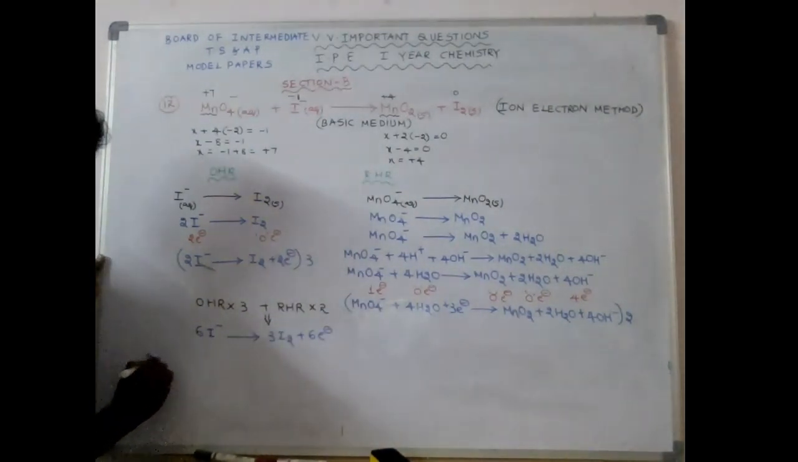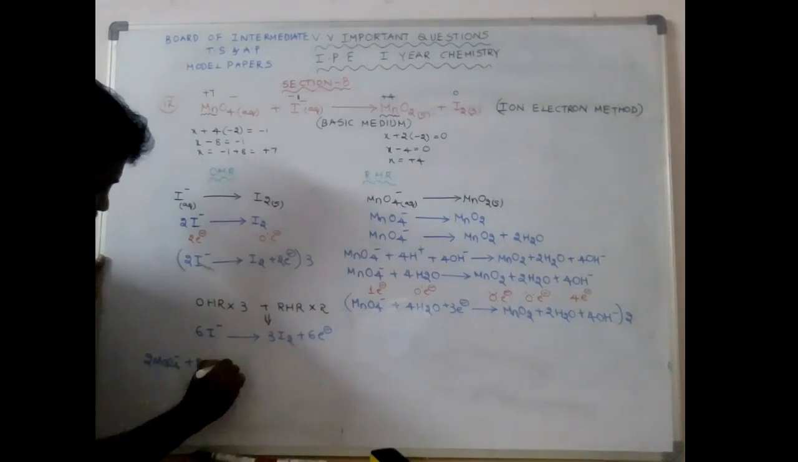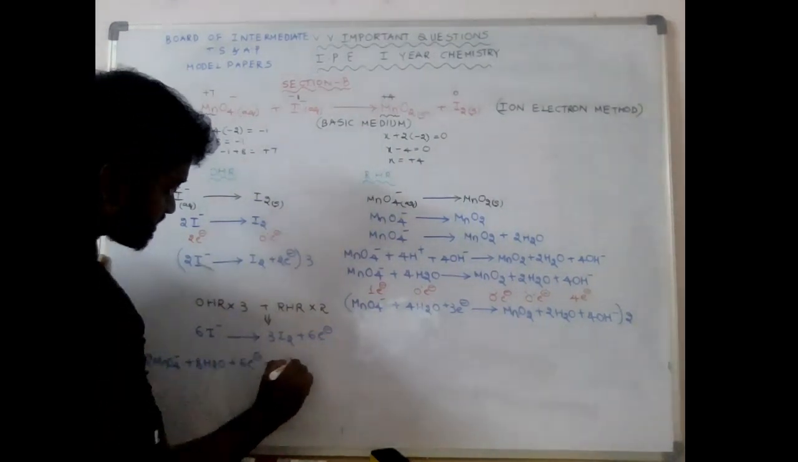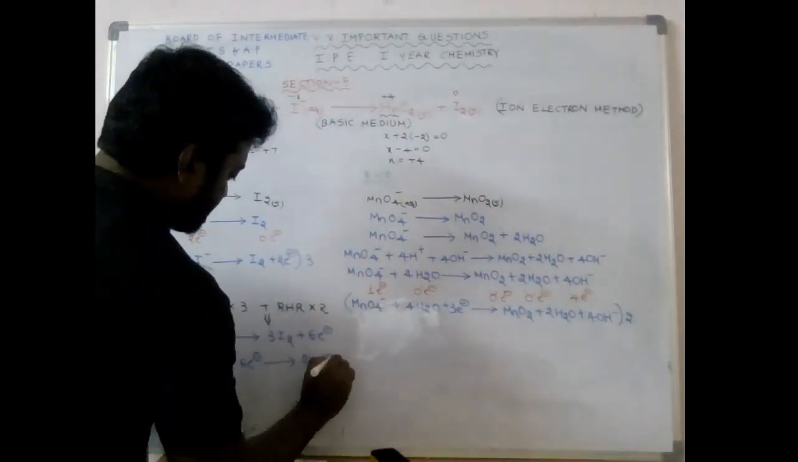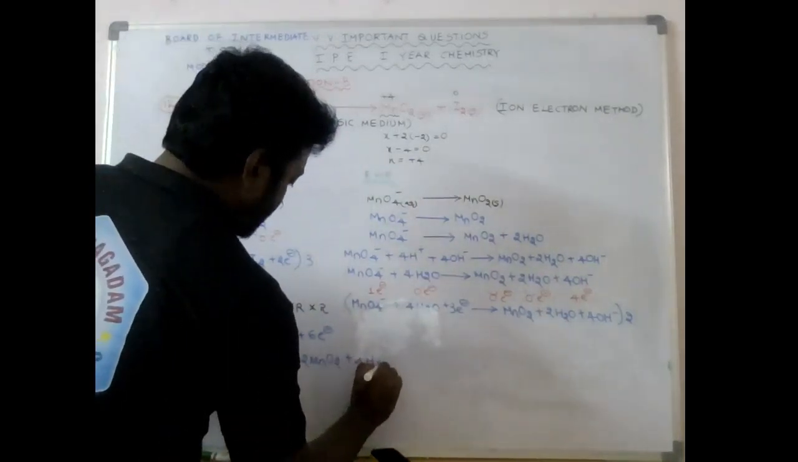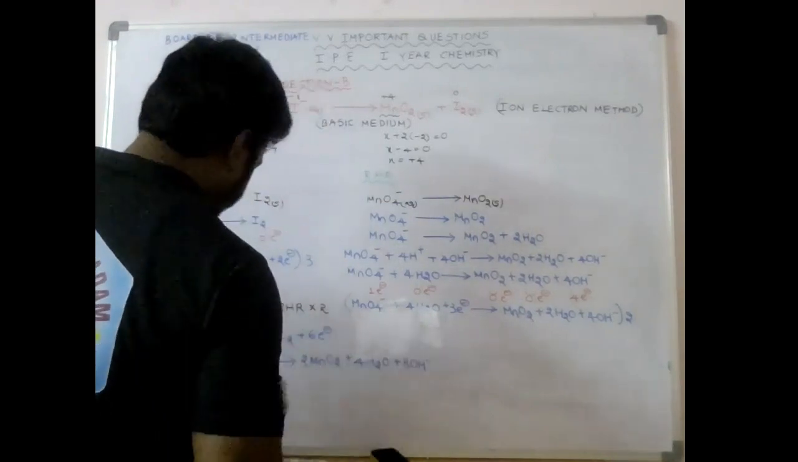Now this into 2. 2 MnO4 minus plus 2 4s are 8, 8 water molecules, plus 2 3s are 6, 6 electrons, gives rise to the remaining part, 2 into MnO2, 2 MnO2 plus 2 2s are 4, 4H2O plus 2 4s are 8, 8OH minus.